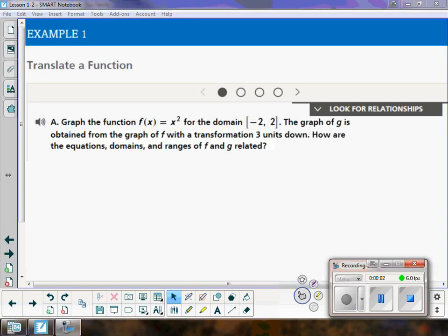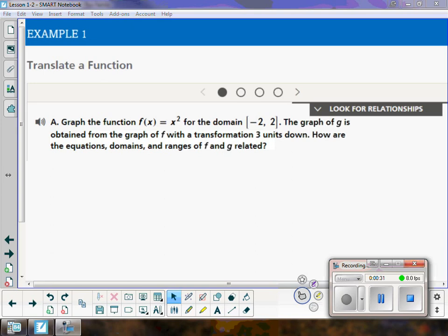Hello everybody, we are on example 1 in lesson 1-2. Translate a function. We're going to take functions and move them up, down, left, and right. We're going to graph the function f of x equals x squared on the domain -2 to 2, including -2 and 2. So we're going to then look at it if we move it down 3 units, and we'll take a look at the equation that would do that and the domain and range of the affected function.